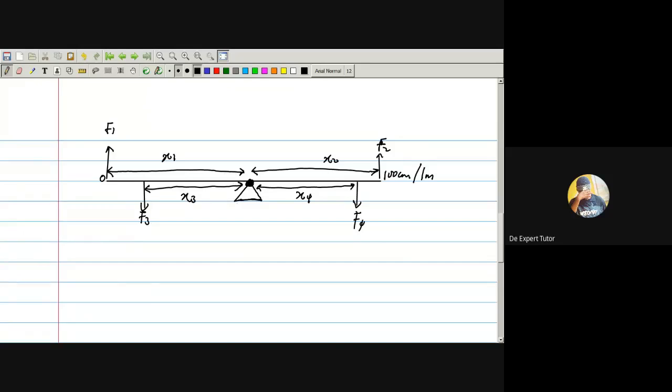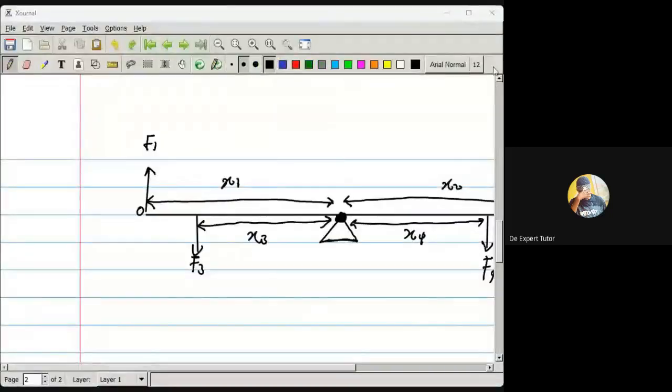Now, let's ask ourselves a question. My first question is this: what type of moments will F1 create on this system? Please pay attention. If a boy is dragging this meter rule upward this way, some person joining the class now, and that is distracting my class a little.